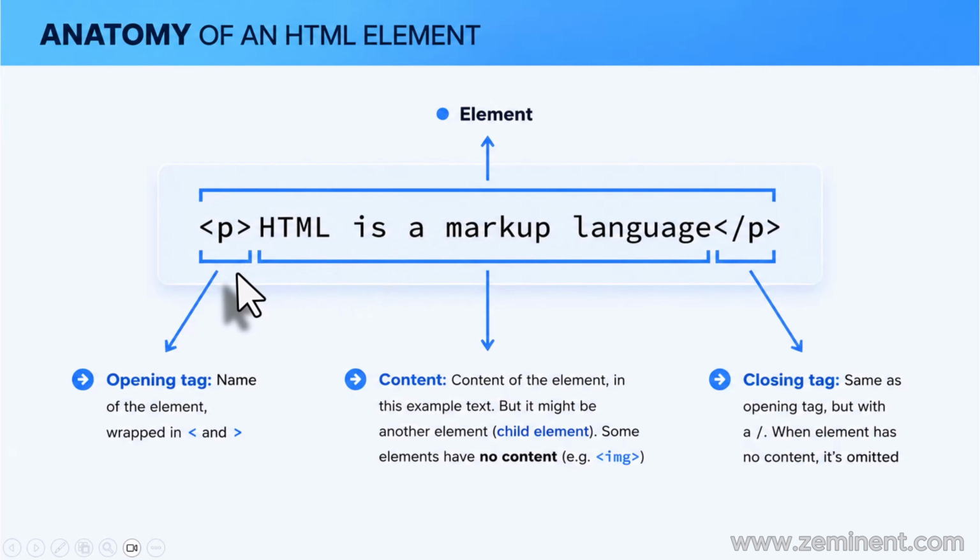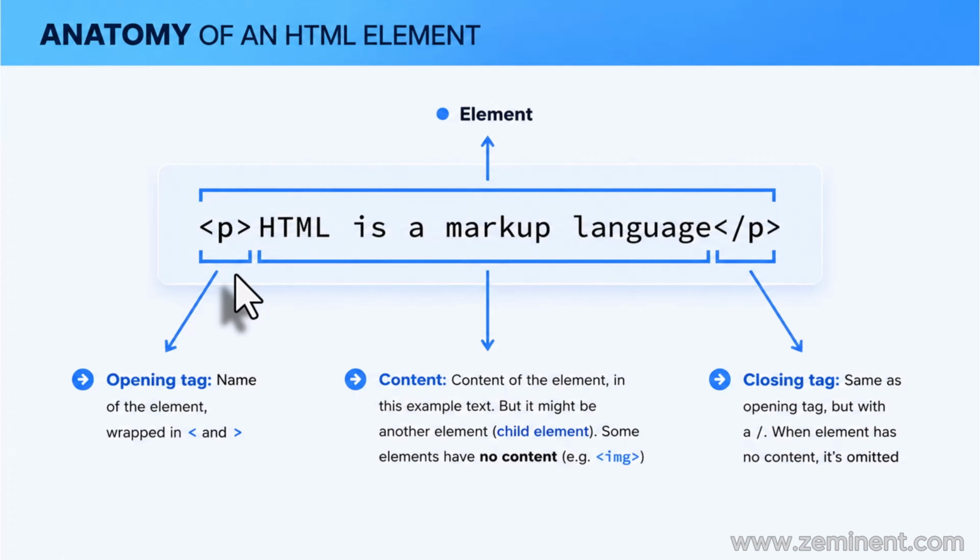Part 1 is the opening tag. The first part, in our example, is the HTML paragraph opening tag. The letter P stands for paragraph. It's enclosed inside angle brackets, the less than and greater than symbols. Whenever the browser sees this opening tag, it understands that a paragraph is about to begin.